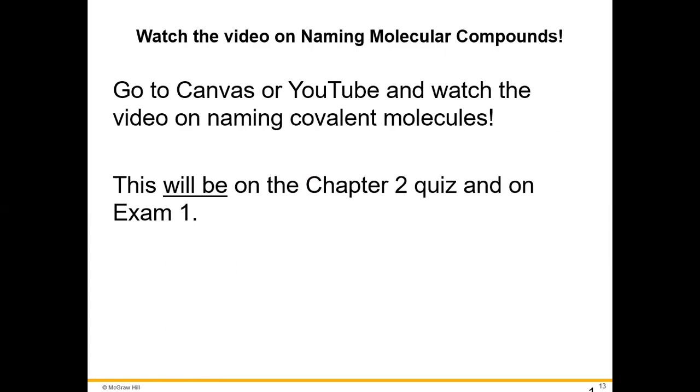I'm not going to spend time in this notes guide going over it because I have a full lecture about it. And so why repeat something that has already been done, right? So I'm just going to warn you that naming molecular compounds will be on the chapter 2 quiz, and it will be on exam 1. So after you watch this notes guide, go out onto the YouTube channel or to Canvas and watch my video that I have on naming covalent molecules using the prefix system.